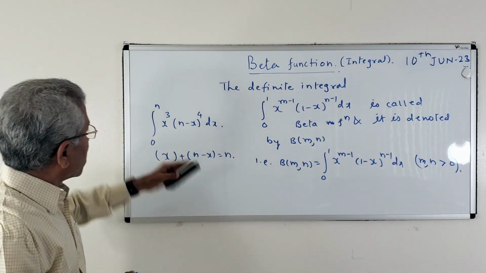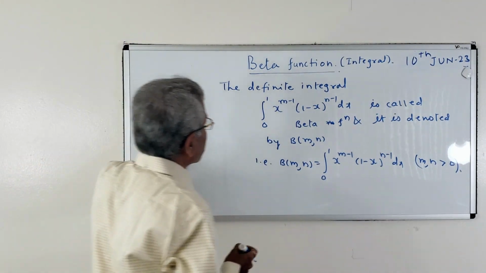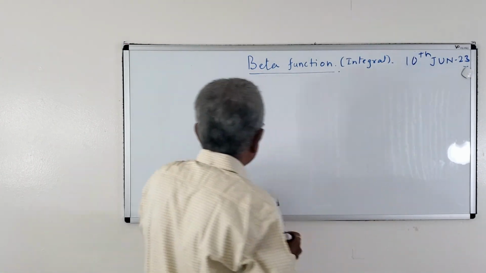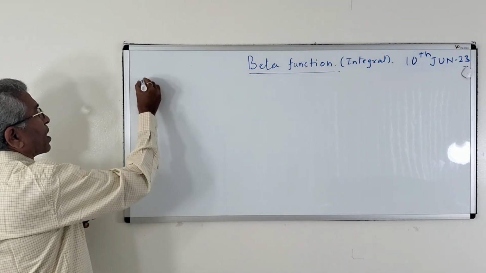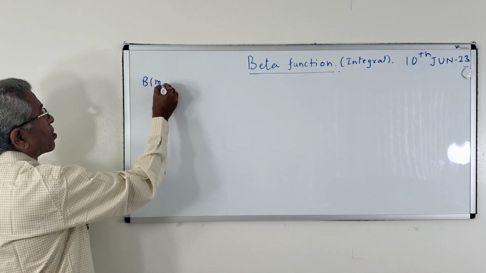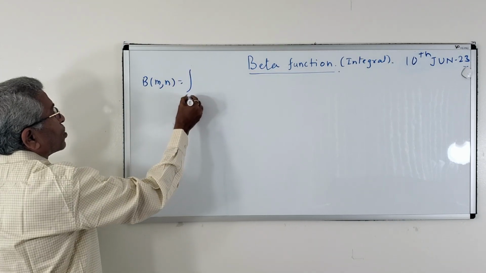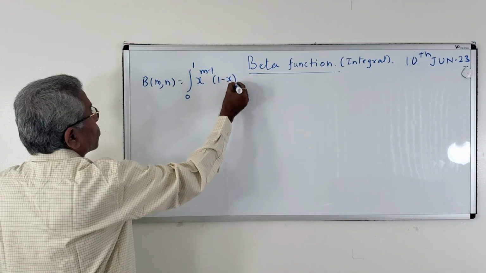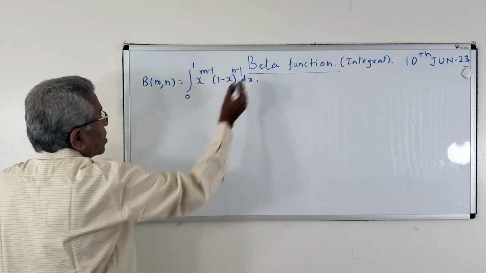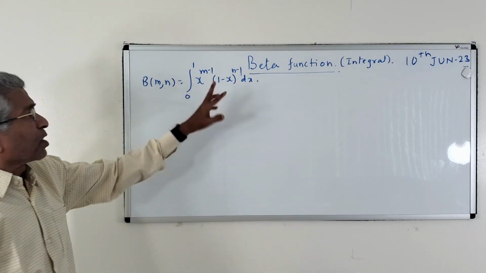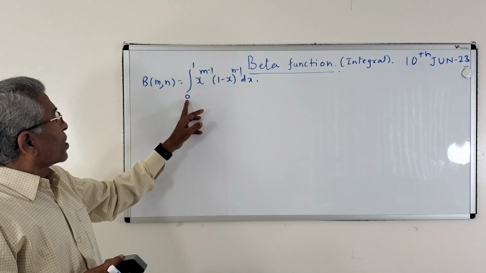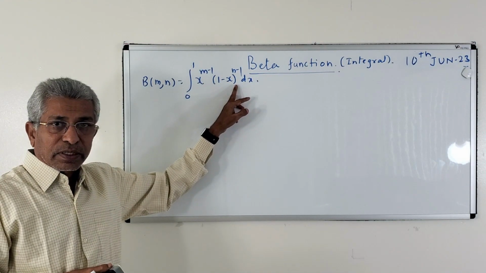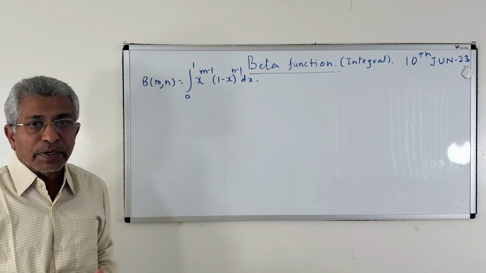Now this is the definition of the beta function. Beta function is defined as follows, where m and n are positive numbers. Beta m, n is the integral from 0 to 1 of x raised to m minus 1 and 1 minus x raised to n minus 1 dx. That is the definition of the beta function. The limits are 0 and 1, the integrand is the product of x and 1 minus x, and that function is known as the beta function.